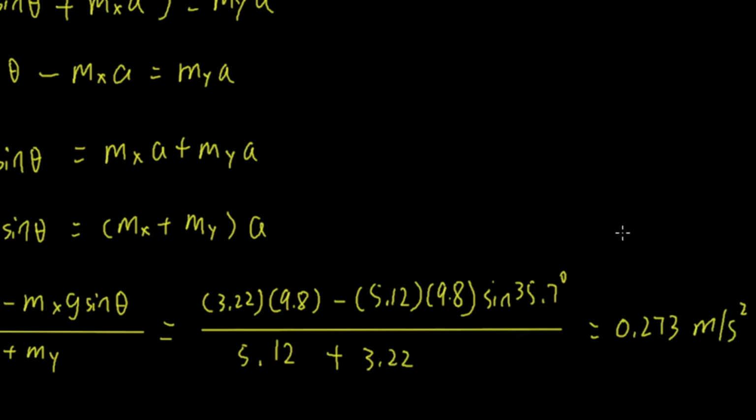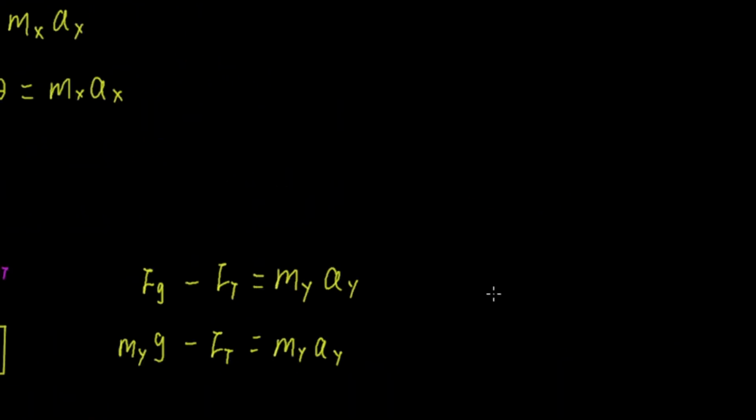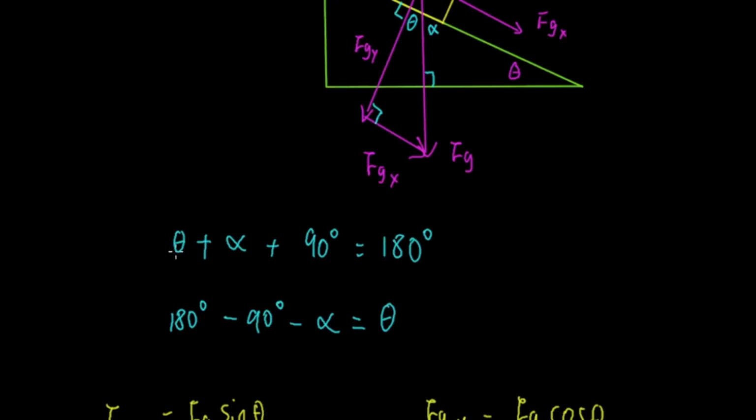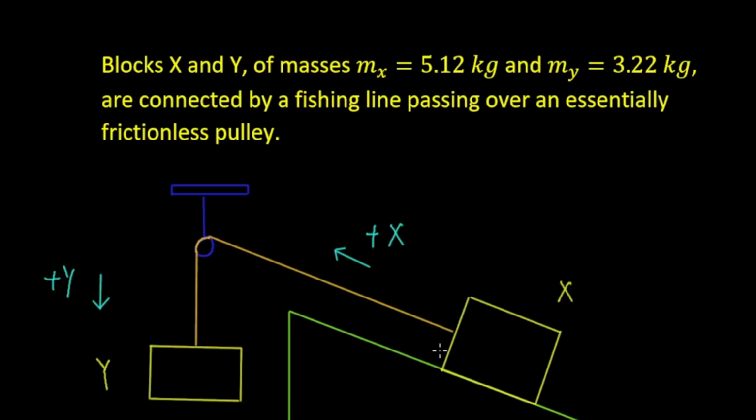Okay, so block X is experiencing 0.273 meters per second squared acceleration, right? Upward in the incline, and we know that the acceleration is a positive value. So this also answers this part of the question here, right? It's sliding up the incline with a positive acceleration, right? Okay, now that's part A. Let's look at part B. Determine the magnitude of the tension in the fishing line. Here, part B. Part B is easy.